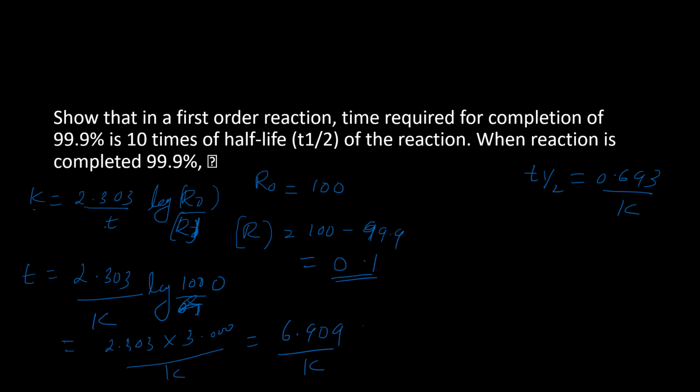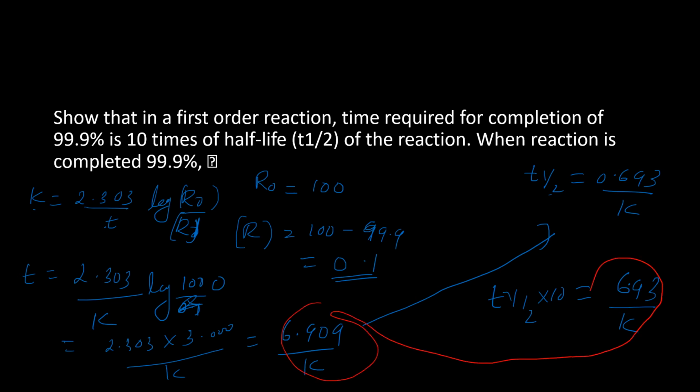So this is the T for 99%. When we compare, what is the difference between these two? When we multiply this T half by 10, we will get 6.93 by K. So these two are the same. So we can prove that for first order, the time required for the completion of 99% is 10 times the half-life.